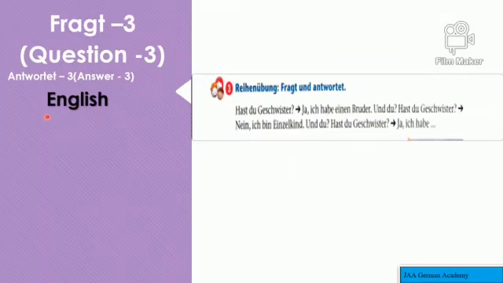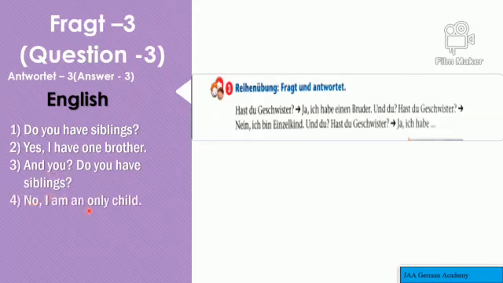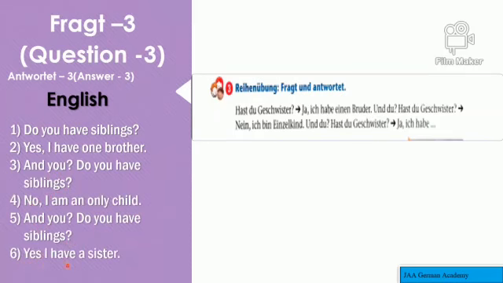Now I'll translate all the answers in English. First, do you have siblings? Second, yes, I have one brother. Third, and you, do you have siblings? Fourth, no, I am an only child. Fifth, and you, do you have siblings? Sixth, yes, I have a sister.